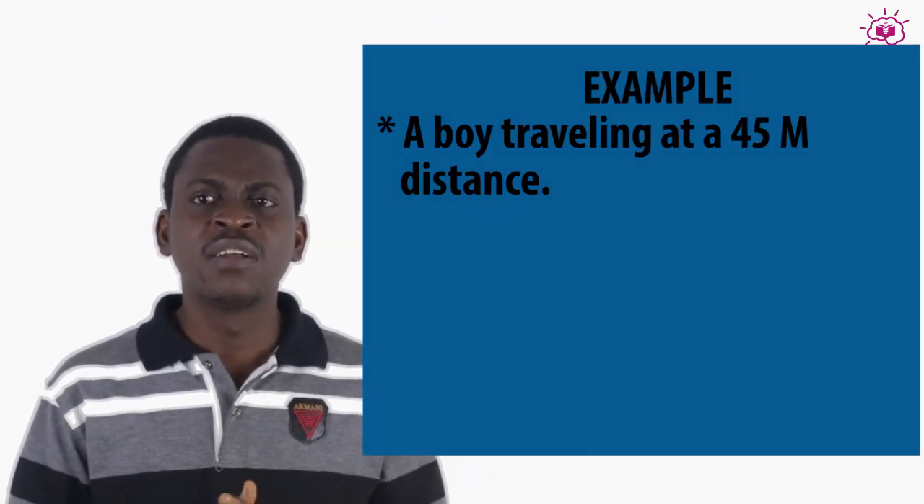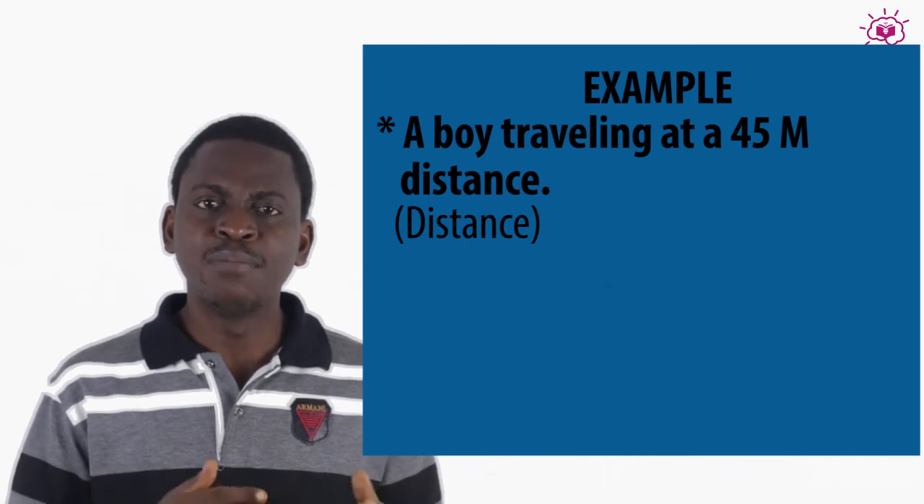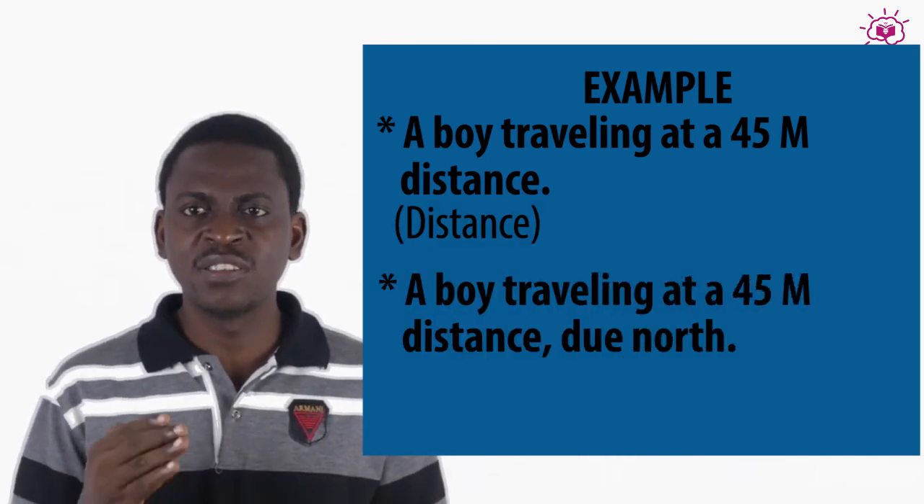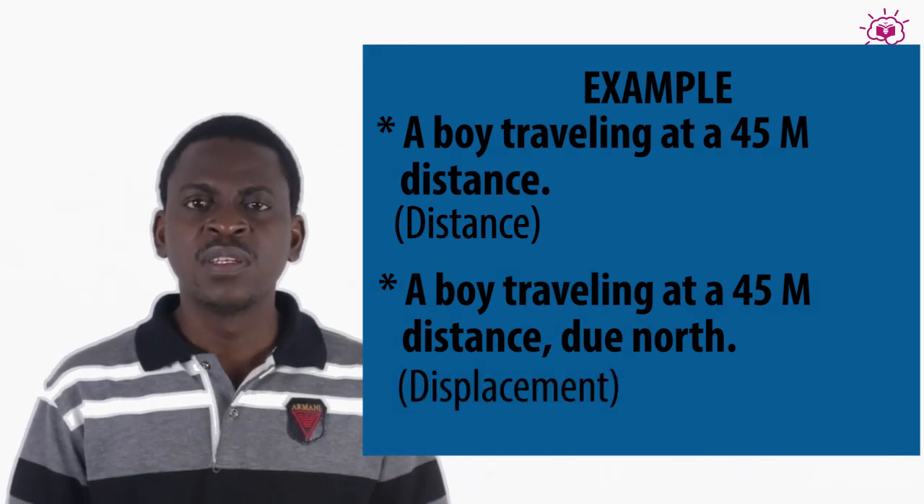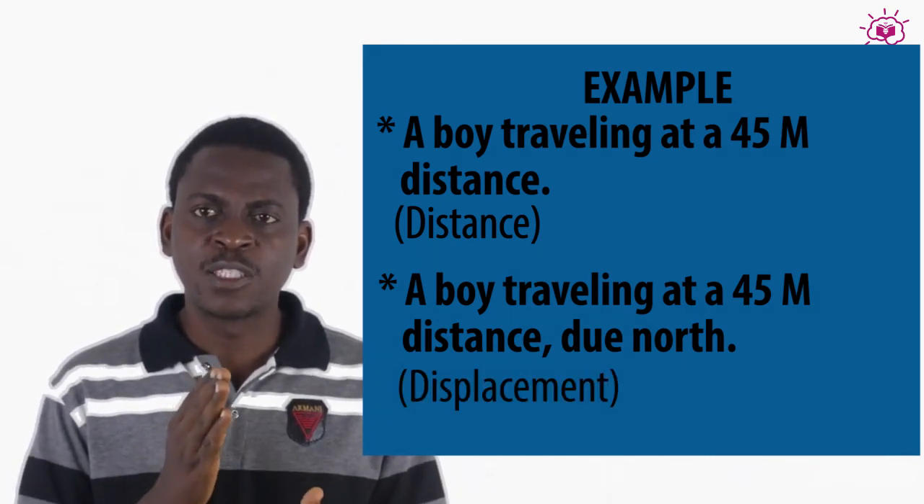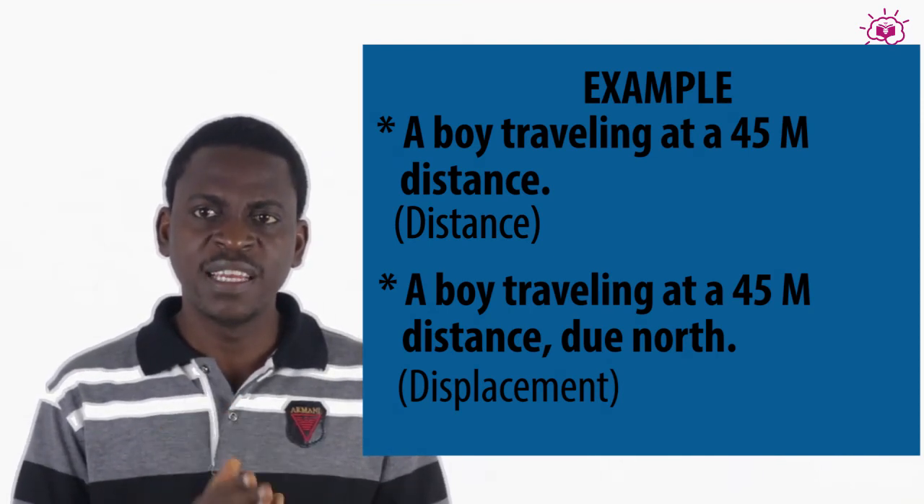An example is a boy traveling a 45 meters distance and a boy traveling a 45 meters distance due north. Those are 2 different statements, with one specifying the exact direction to which the boy is headed.